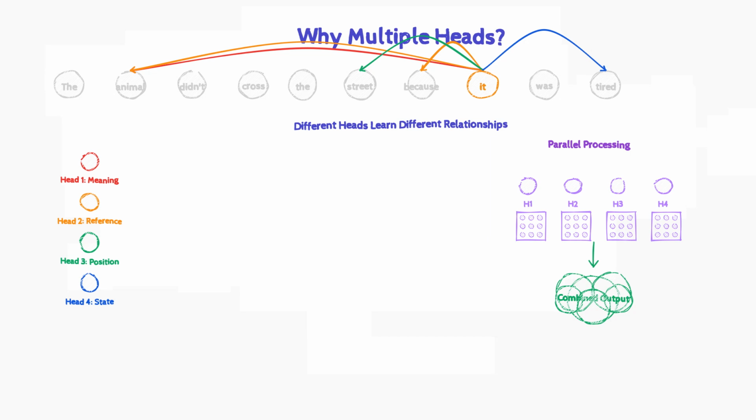One head might track subject-verb relationships, another tracks pronoun references, another tracks positional patterns, and yet another tracks semantic categories. With 8, 16, or even 32 heads, the model can simultaneously capture many different types of relationships at once. Each head has its own query, key, and value weight matrices. They learn different projections that emphasize different aspects of the input.